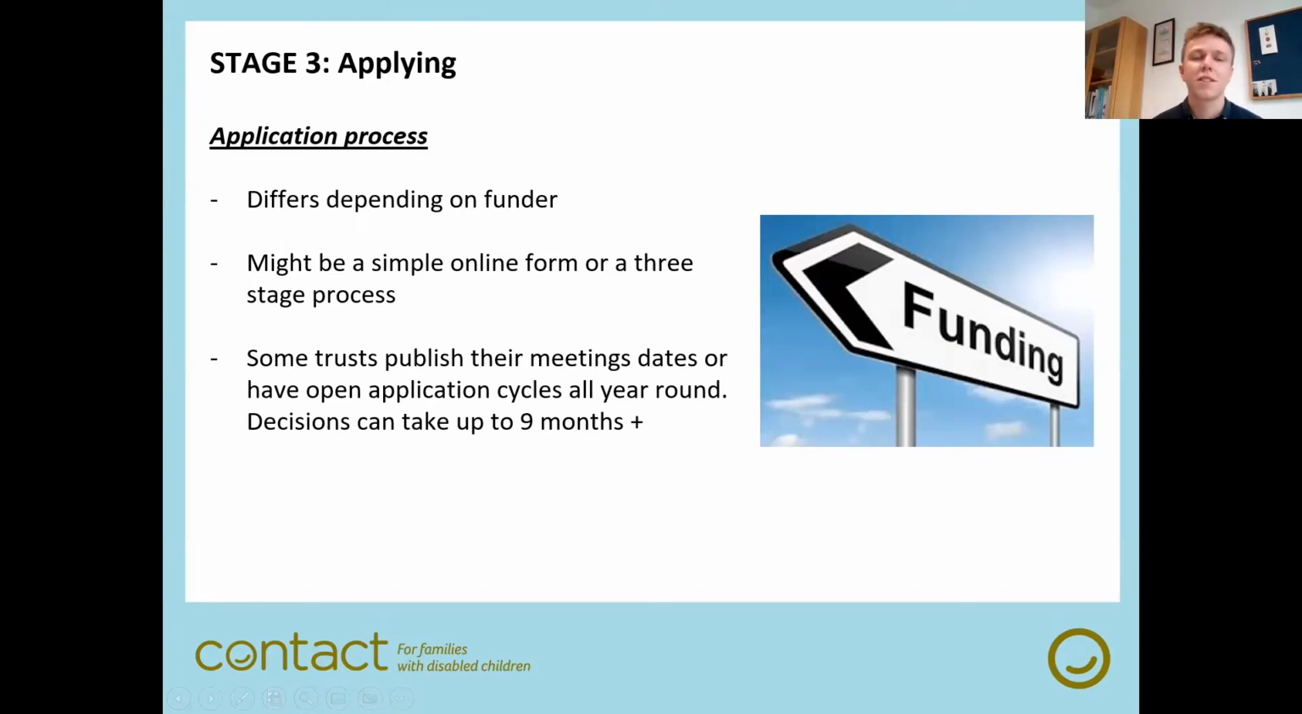Brilliant, thanks, Lula. So what does the process of actually applying look like? So we've done stage 1 and stage 2, we've got our case for support, and we've found a trust that we want to apply to. Well, individual application processes will look very different depending on the funder. So it might be just a simple online form that you need to fill out, which you'll use your case for support to do, or it might be perhaps a more complex 3- or 4-stage process that might take place over a couple of months.